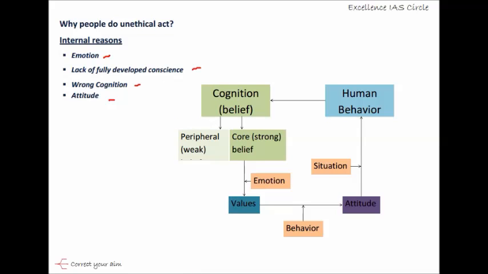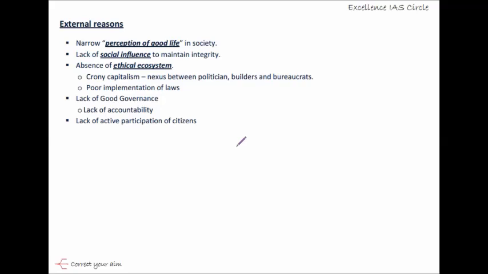Then if you want, you can draw this diagram with some explanation, or you can move on to external reasons. Depending upon the context, you will elaborate on them, and I'm going to show you immediately how to elaborate on them. But more or less, your answer will revolve around these external reasons: narrow perception of the good life in society, absence of social influence, absence of an ethical ecosystem, absence of ethical and good governance, and absence or low participation of citizens. So, this is answer writing technique one for you, ladies and gentlemen.